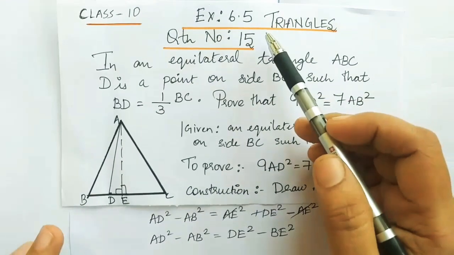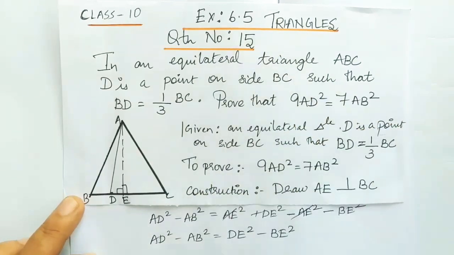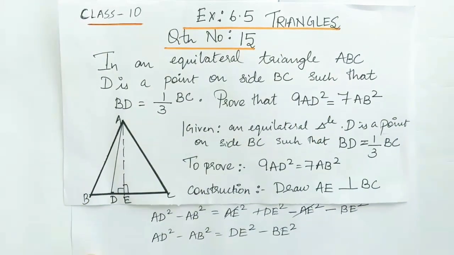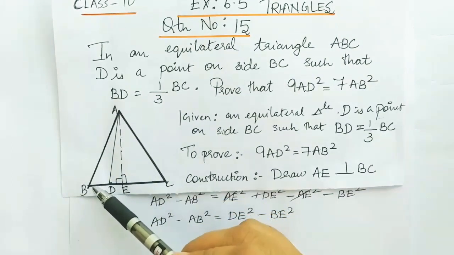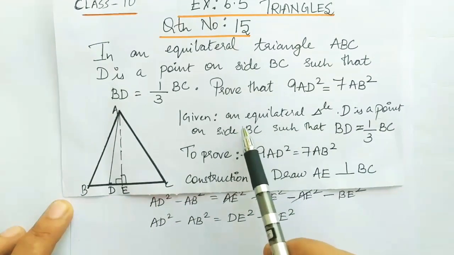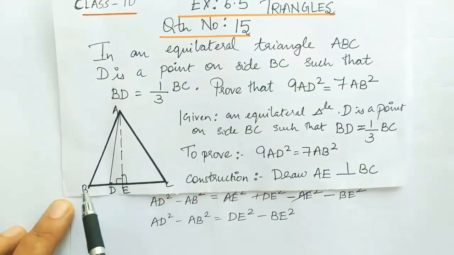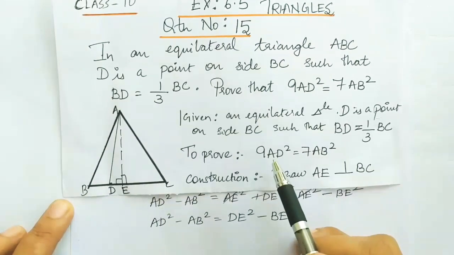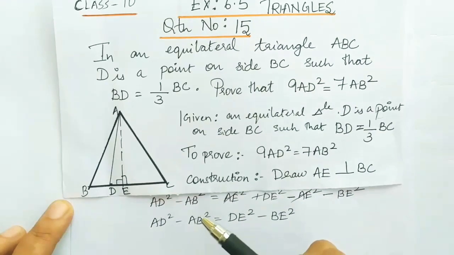So today's class we are going to see question number 15 of exercise 6.5, Triangles chapter. According to the question, you're given an equilateral triangle ABC here and BD is equal to 1 by 3 BC. So ABC is an equilateral triangle. You have to write the given as an equilateral triangle. D is a point on side BC such that BD is equal to 1 by 3 BC. And you're going to prove that 9AD square is equal to 7AB square.